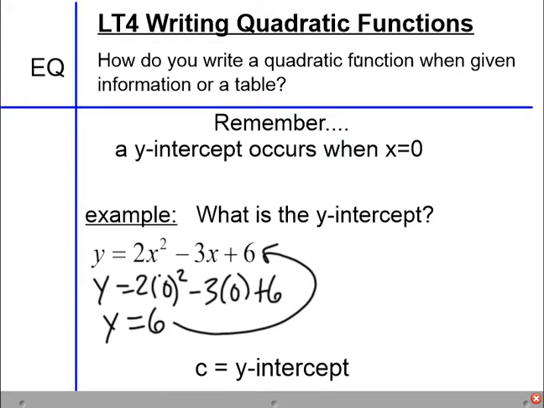So going forward, it's important to know that once you have identified the y-intercept, you have identified the c that you're going to plug into standard form so we can actually write down our equations.